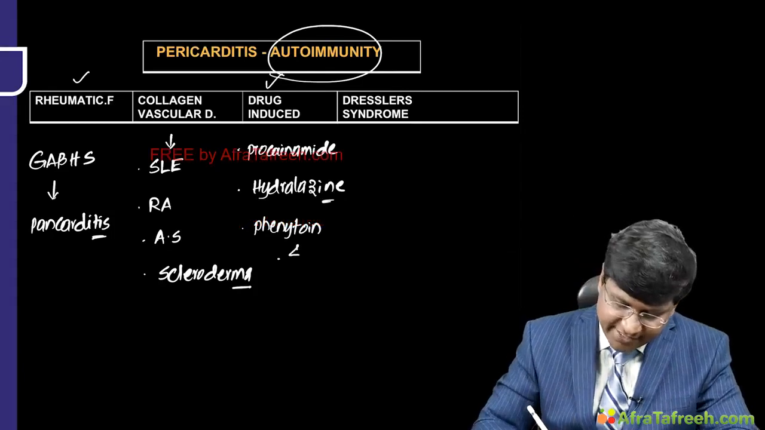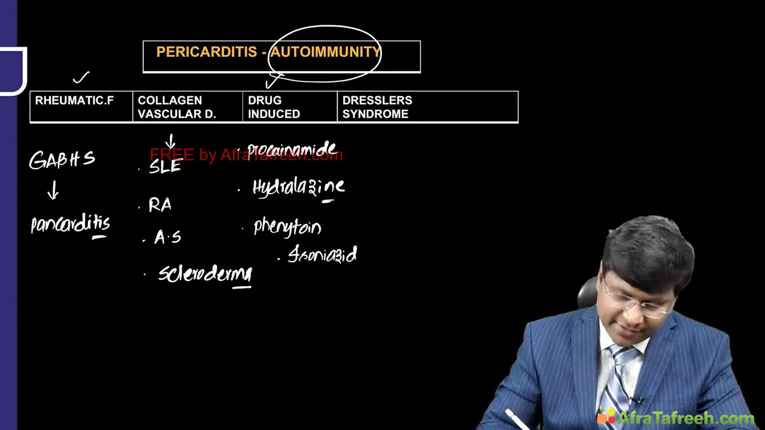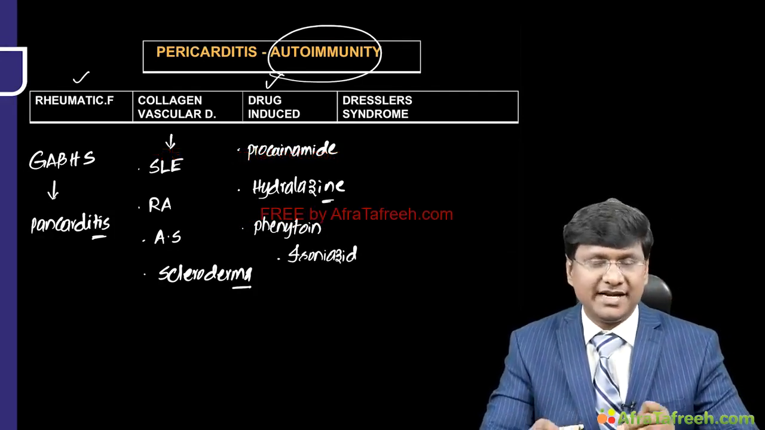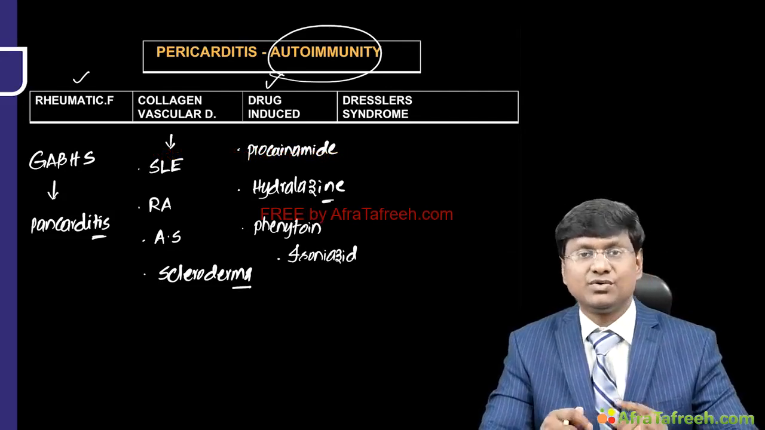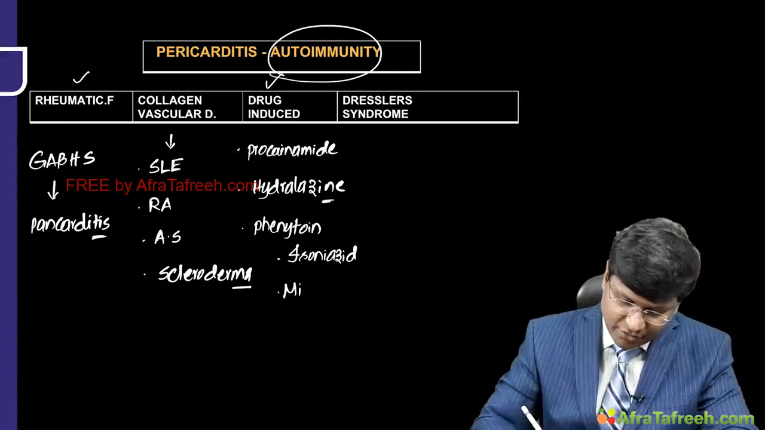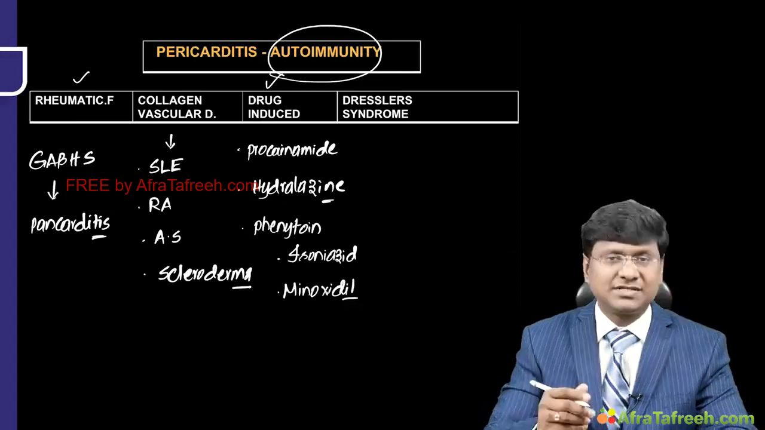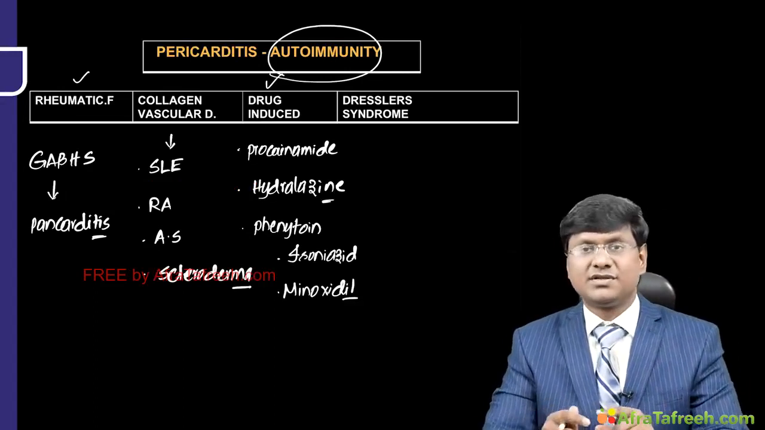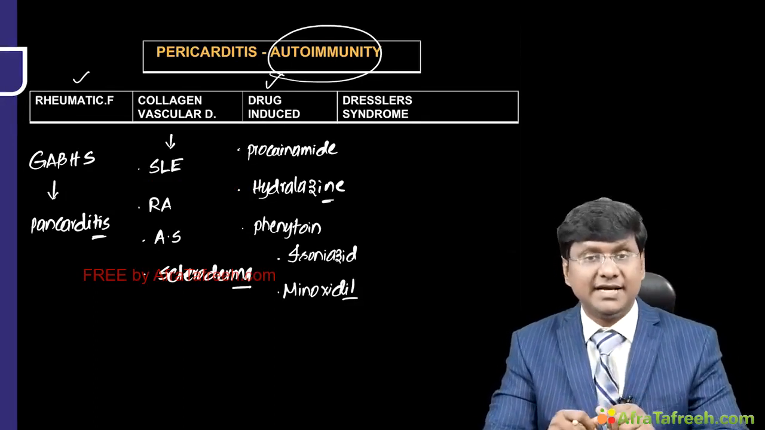And we have a first line anti-tubercular drug, that is isoniazid. Isoniazid is associated with hepatic dysfunction, and it will also cause peripheral neuropathy. Apart from that, isoniazid will also cause pericarditis. Then another important antihypertensive, which causes arteriolar vasodilatation, is minoxidil. Yes, it has an antihypertensive effect, but where is it commonly used? Minoxidil is used in the treatment of alopecia.